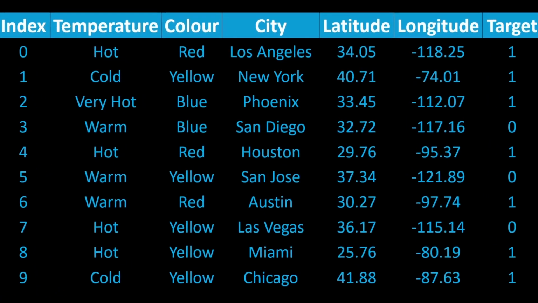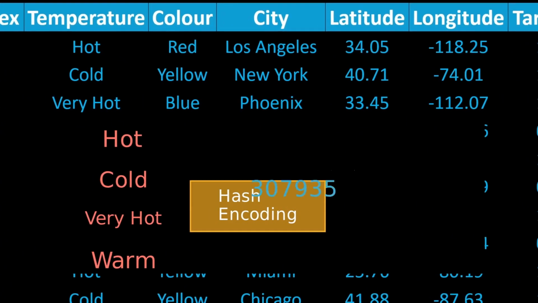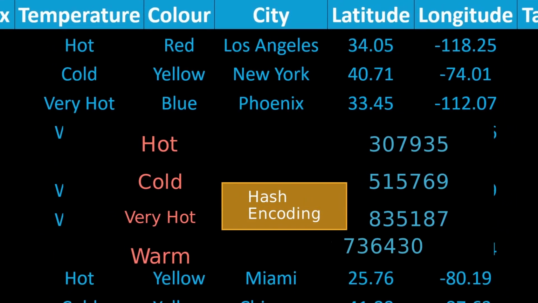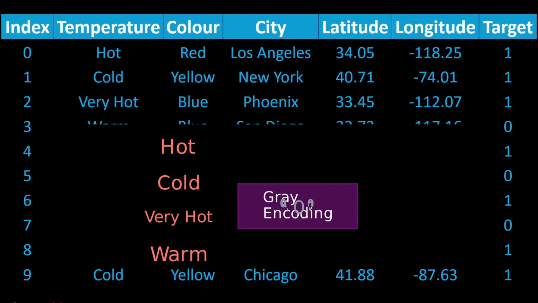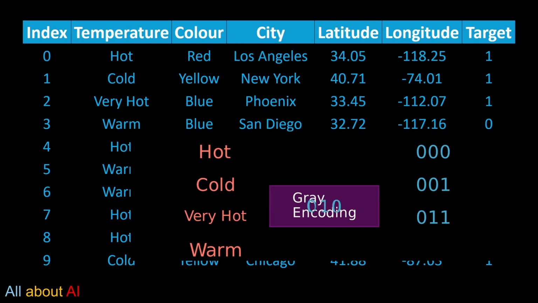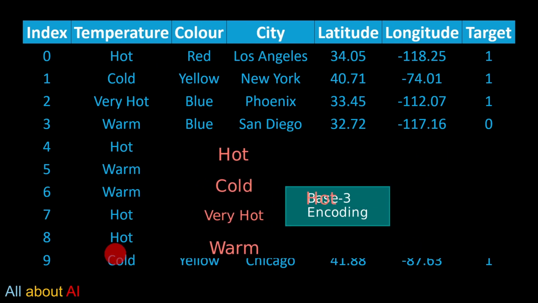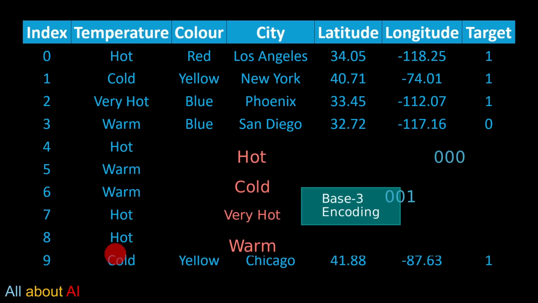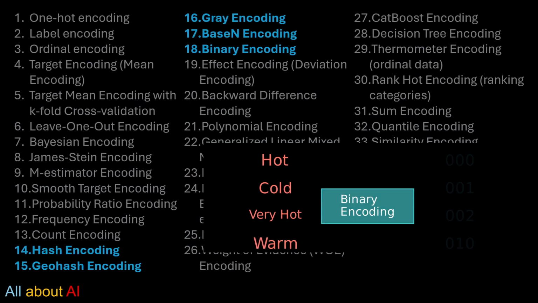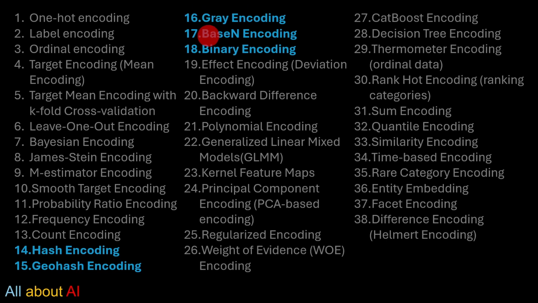Suppose you are working on this simple table, categories like temperature and color, city, etc. But your machine learning model doesn't speak hot or blue or any city. It speaks numbers. All these cities, colors, temperatures need to be converted into some sort of numbers, and that's where encoding techniques come into the picture. Today we are going to talk about 5 different encoding techniques. We'll start with hash encoding, then we'll do GeoHash encoding, followed by gray encoding, Bayesian encoding, and binary encoding.